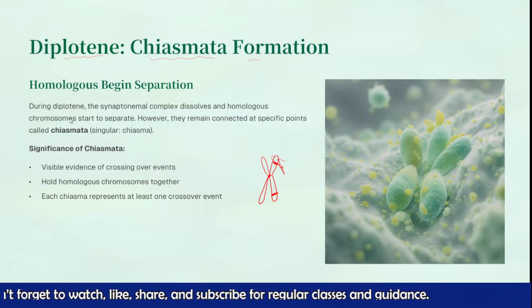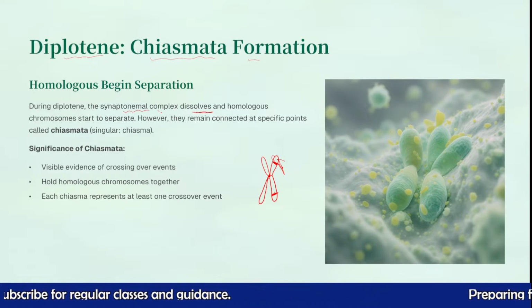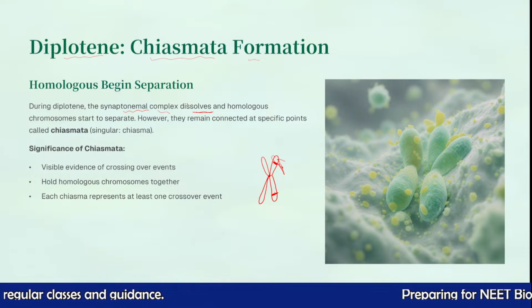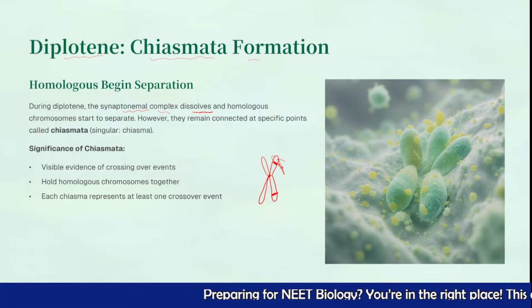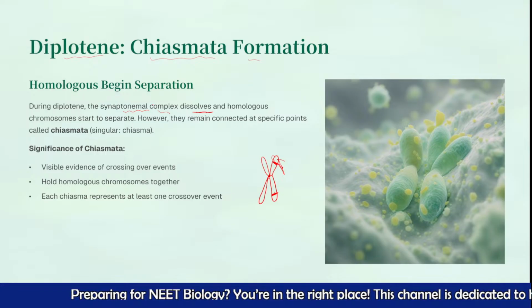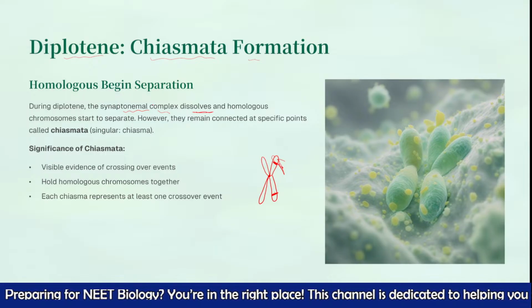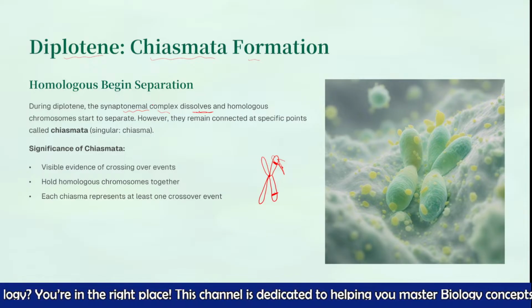Okay, so in diplotene, the synaptonemal complex dissolves. What is the purpose of the synaptonemal complex? That is for pairing. In which stage was the pairing done? In the zygotene stage. After that, crossing over happened in the pachytene stage. Then they no longer need to stay together, so for that reason the synaptonemal complex dissolves.